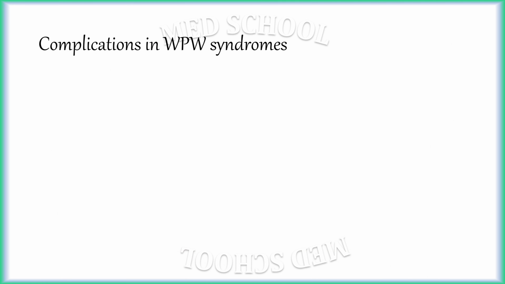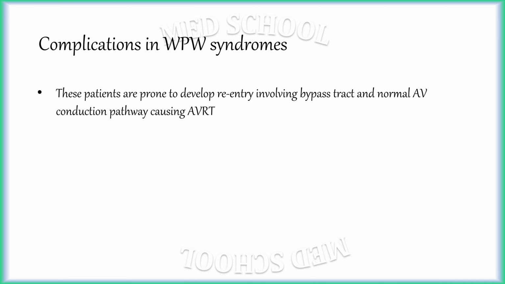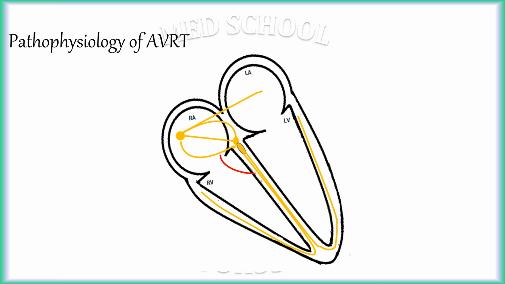So, what are the complications in WPW syndrome? These patients are prone to develop re-entry involving the bypass tract and normal AV conduction pathway, causing AVRT. These patients are also prone to develop atrial fibrillation. Let's understand how the re-entry circuit forms. There is a closed circuit formed by part of the normal conduction pathway and the accessory pathway. Owing to different conduction speed and refractory period of both the pathways, this circuit is vulnerable to form re-entry.